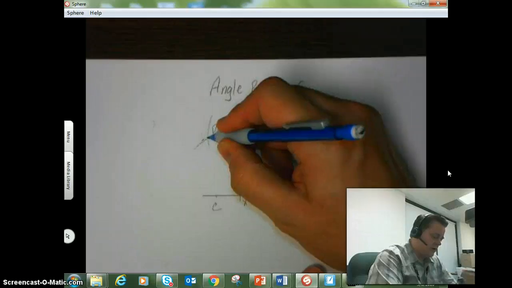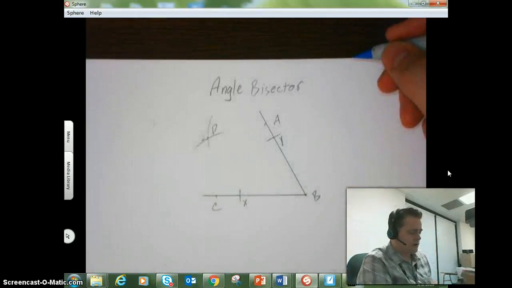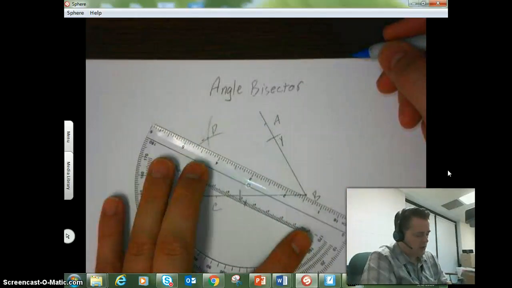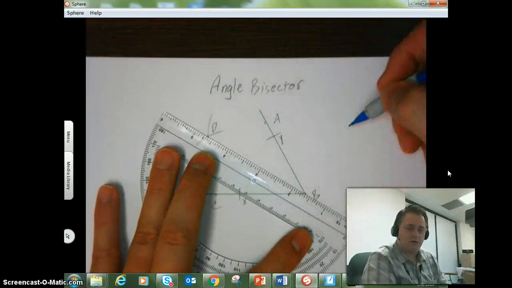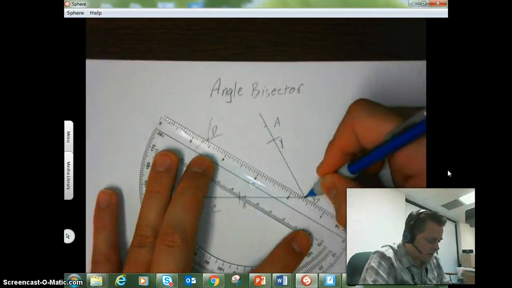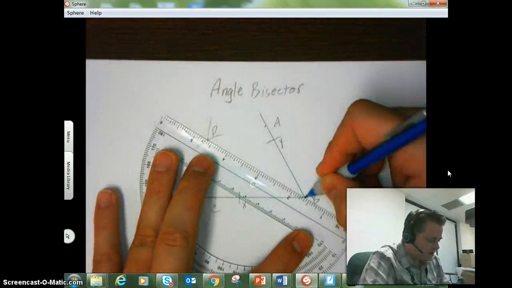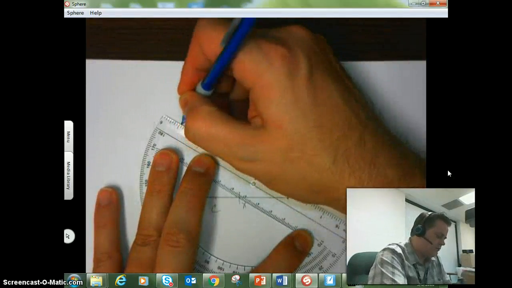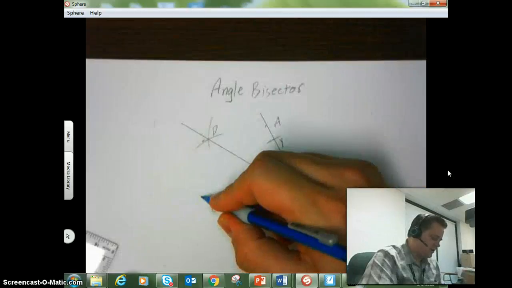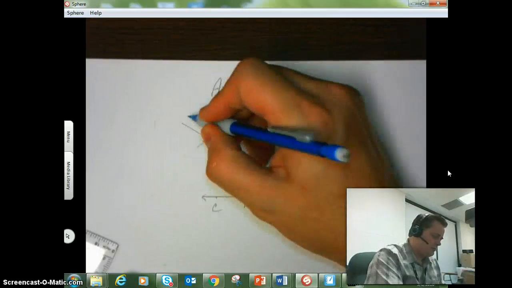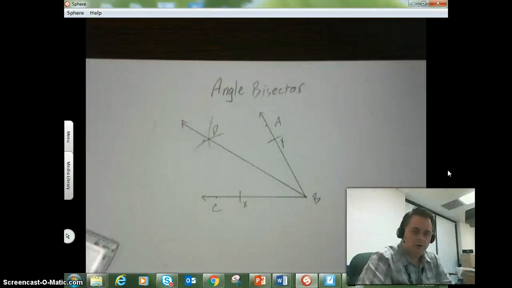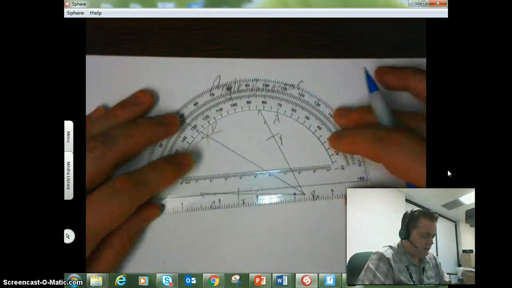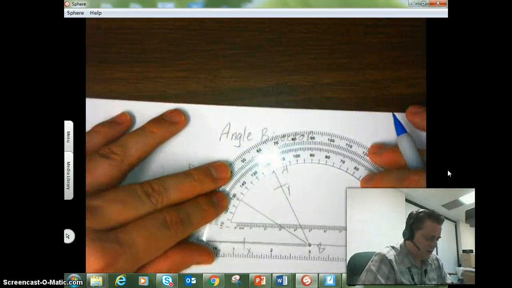Now we have a point on the interior region of our angle. If we take our straight edge, we have a nice distance between the two points that we're going to draw, and I will line up point B and point D, and draw ray BD. If I really want to be correct, I should probably put the little arrows on it showing that it's continuous.